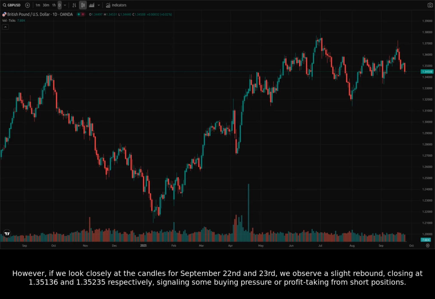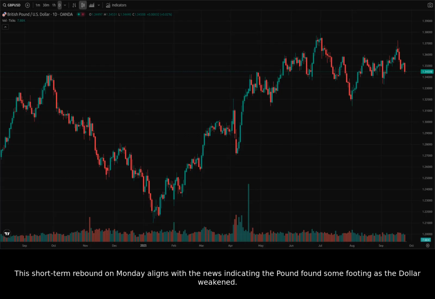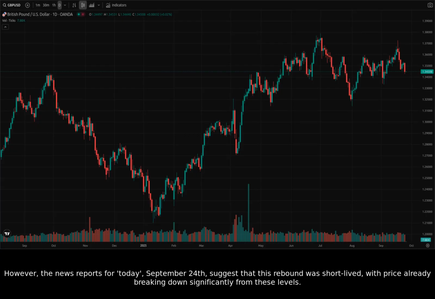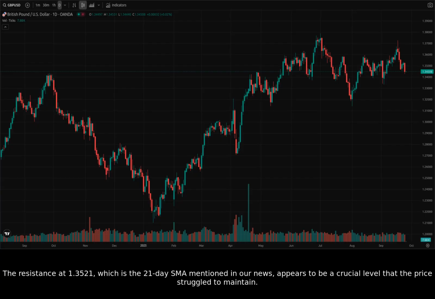However, if we look closely at the candles for September 22nd and 23rd, we observe a slight rebound, closing at 1.35136 and 1.35235 respectively, signaling some buying pressure or profit-taking from short positions. This short-term rebound on Monday aligns with the news indicating the pound found some footing as the dollar weakened. However, the news reports for today, September 24th, suggest that this rebound was short-lived, with price already breaking down significantly from these levels. The resistance at 1.3521, which is the 21-day SMA mentioned in our news, appears to be a crucial level that the price struggled to maintain.